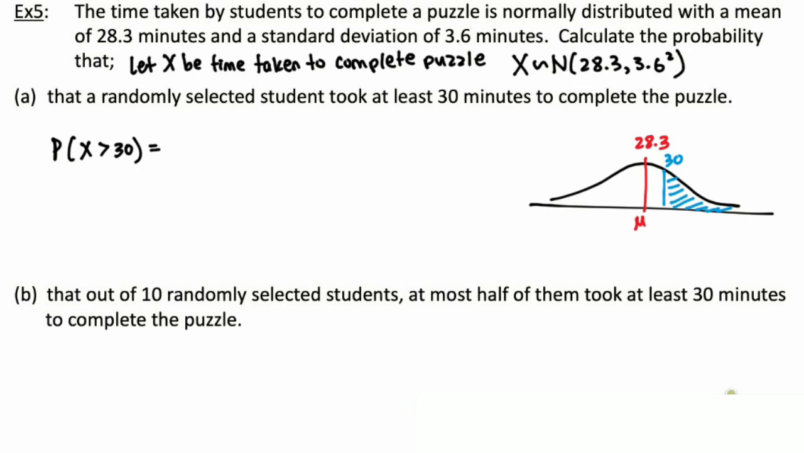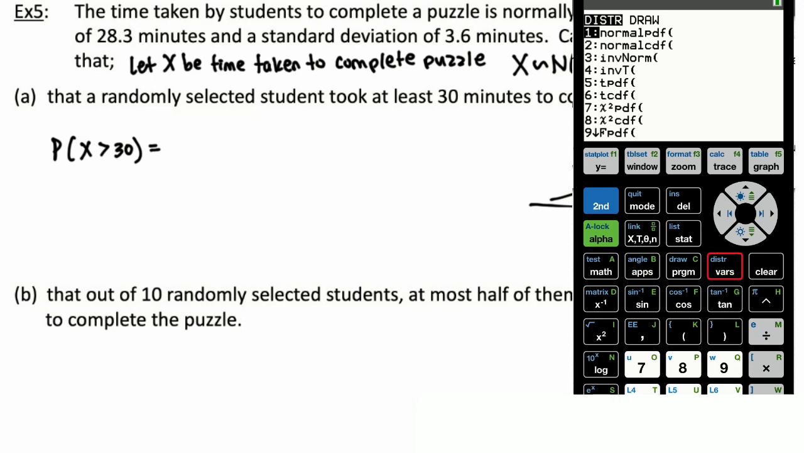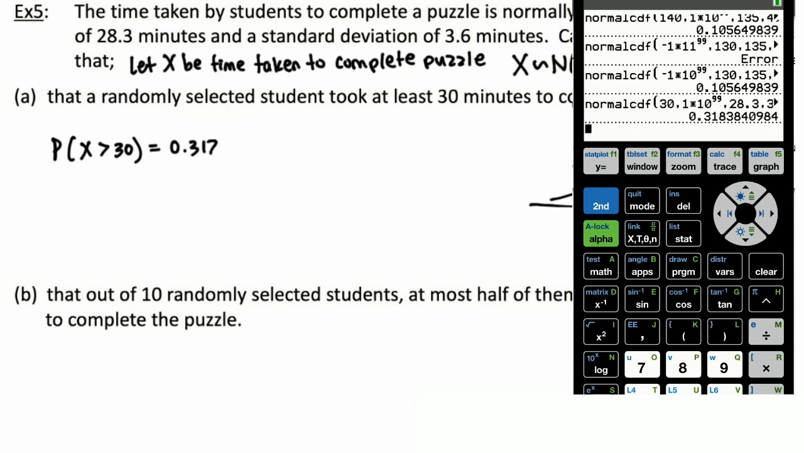And the probability can be found by going into, again, our distribution menu. We always select normal CDF. Our lower bound is going to be 30 this time, and our upper bound is going to be some large number, which we will make 1 times 10 to the power of 99. The mean is 28.3, and our standard deviation is 3.6. So we paste that in, and we obtain a value of 0.318, or 31.8%.